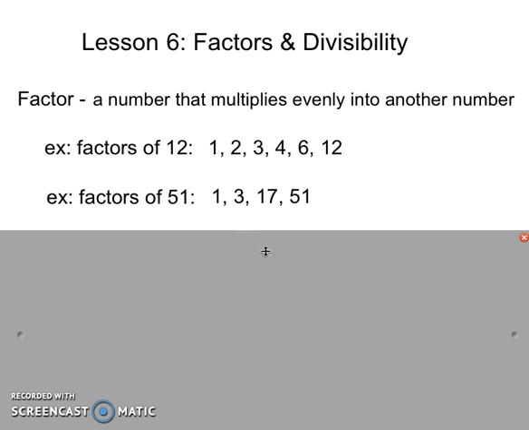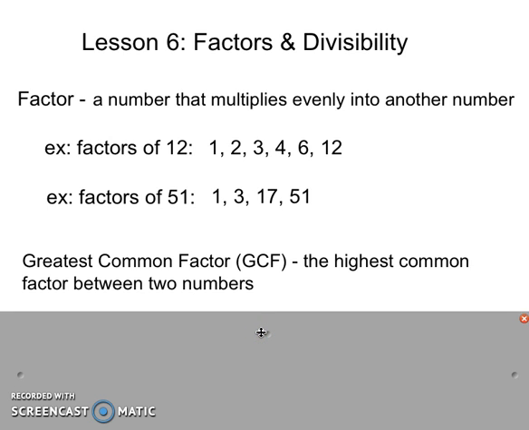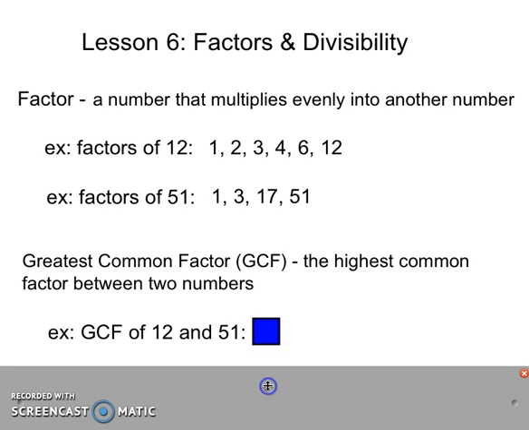Another term that you often hear with factor is greatest common factor, also abbreviated GCF. So again, you need that in your notes, GCF. Basically, they list two numbers. You have to find the highest common factor in between those numbers. So for the GCF between 12 and 51, I'm looking at my factors for 12, looking at my factors for 51, and I'm trying to find the highest factor they have in common. They both have 1 in common, but also both of them have a 3. So my GCF between 12 and 51 is going to be 3.